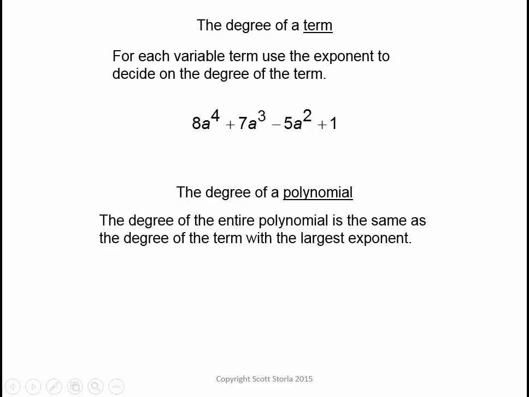With polynomials, there's a degree for each term and a degree for the polynomial in general. To determine the degree of the term, just look at the exponent on the term. For instance, this is a fourth degree term, a third degree term, and a second degree term. The degree of the polynomial in general is the same as the degree of the term with the largest exponent. So in general, this is a fourth degree, 4-term polynomial.